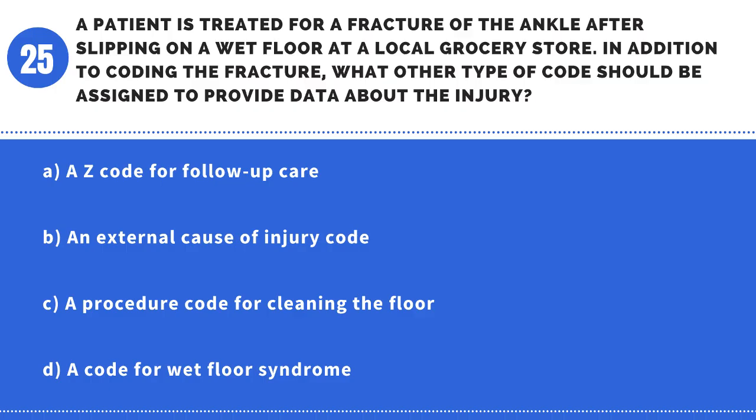Question 25. A patient is treated for a fracture of the ankle after slipping on a wet floor at a local grocery store. In addition to coding the fracture, what other type of code should be assigned to provide data about the injury? A. A Z code for follow-up care. B. An external cause of injury code. C. A procedure code for cleaning the floor. D. A code for wet floor syndrome.